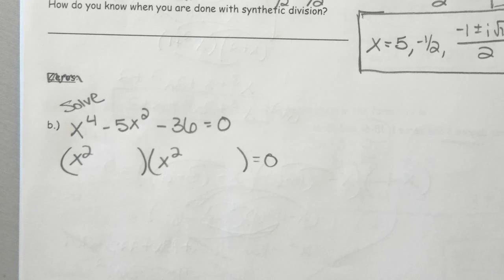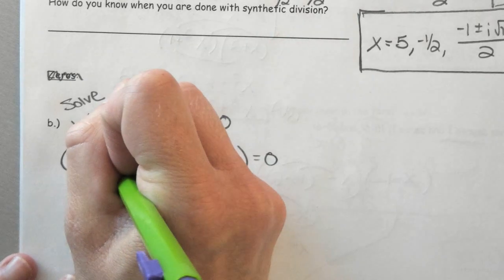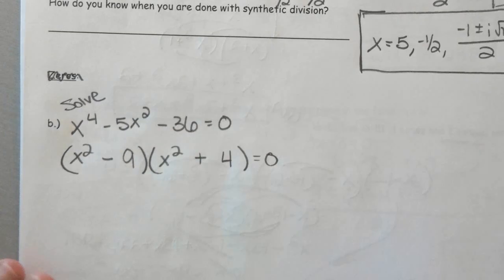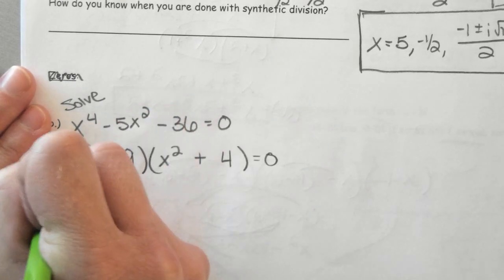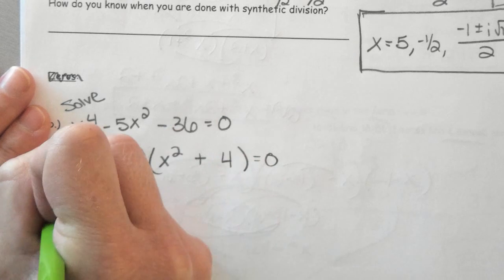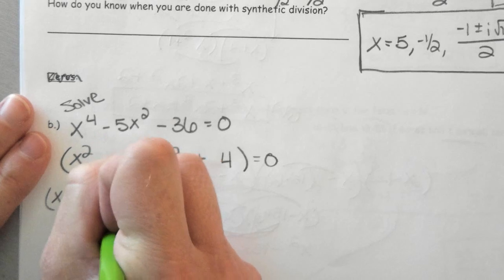Are there 2 numbers that multiply to negative 36 that add or subtract to negative 5? 9 and 4. Which one gets a plus, which one gets a minus? Minus 9, plus 4. Okay. I'm not done factoring. Again, how do you know when you're done factoring? Everything should be to the first power. Are those first powers? Nope. This breaks into a difference of perfect squares. How does that factor? x plus 3, x minus 3.